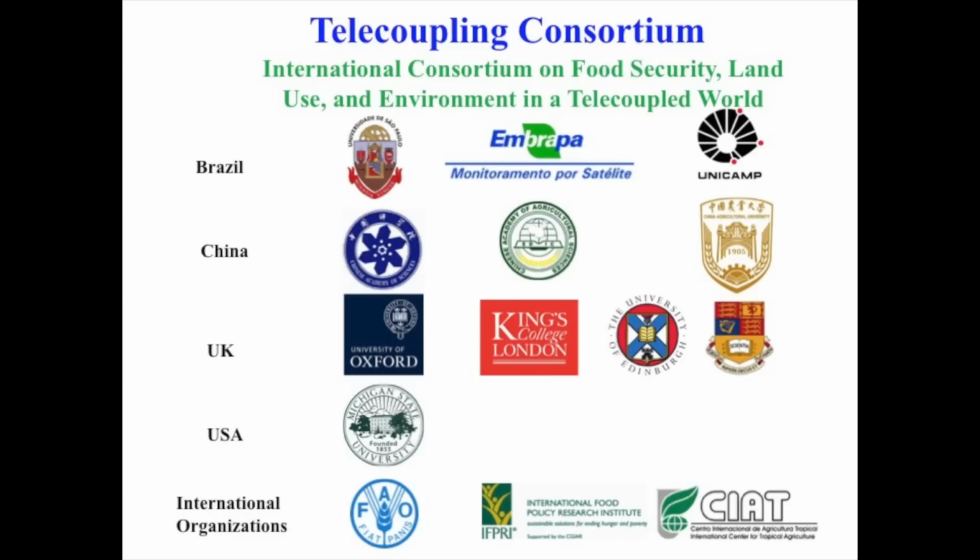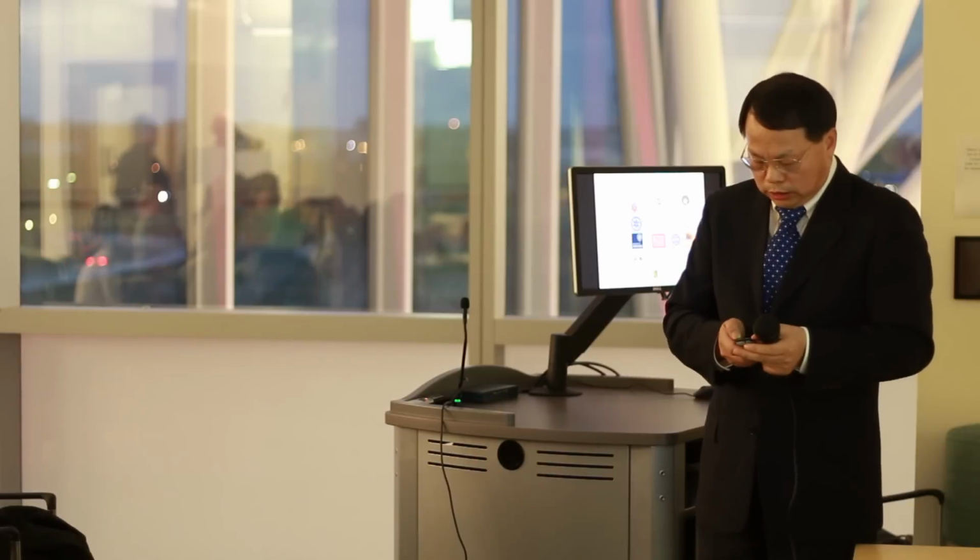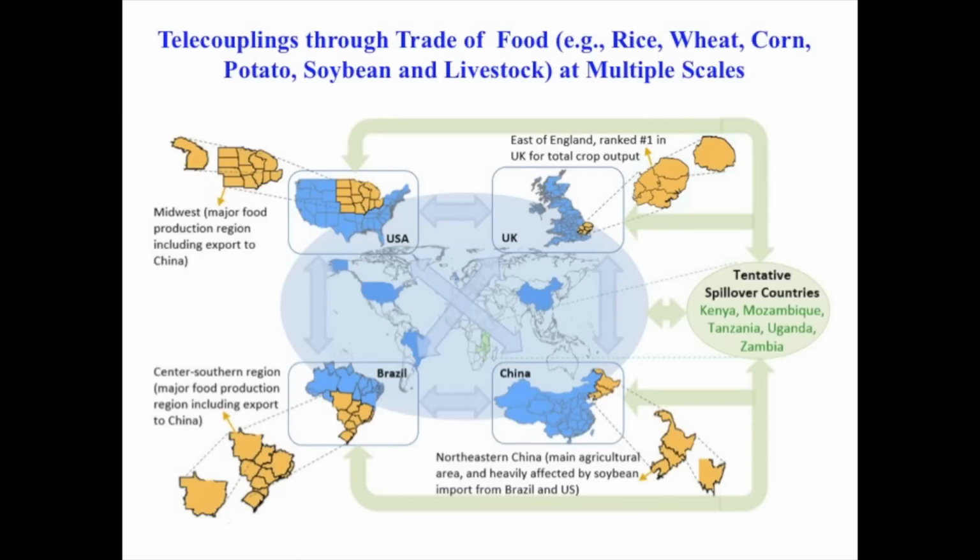24 people recently established a new telecoupling consortium to address those kinds of issues, from 4 countries: Brazil, China, UK, and US, and also some stakeholders like the UN Food and Agriculture Organization, right? And then for each country, we choose a region and take a multiple scale approach, and at the local level, we do in-depth studies to better understand the conditions there.